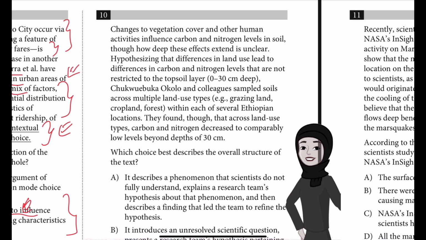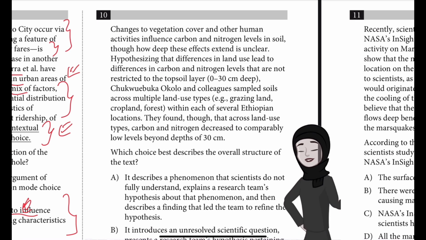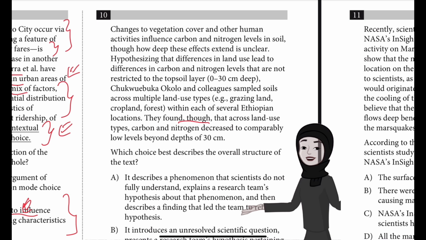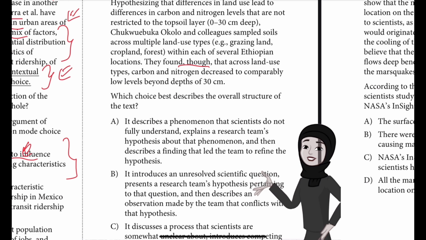and colleagues sampled soils across multiple land use types, example grazing land, cropland, forest, within each of several Ethiopian locations. They found though, this is important, they found though that across land use types, carbon and nitrogen decreased to comparably low levels beyond depths of 30 cm. So which choice best describes the overall structure of the text?